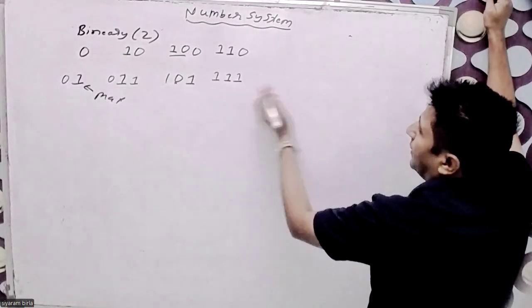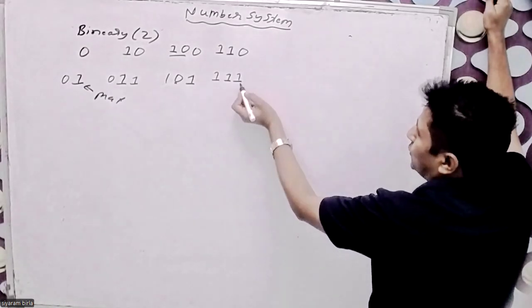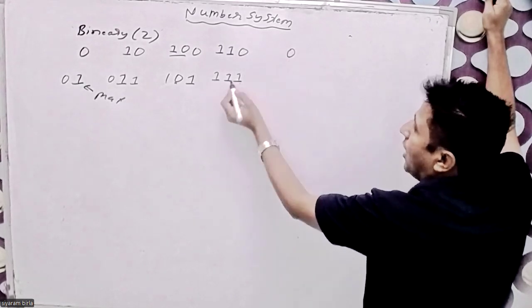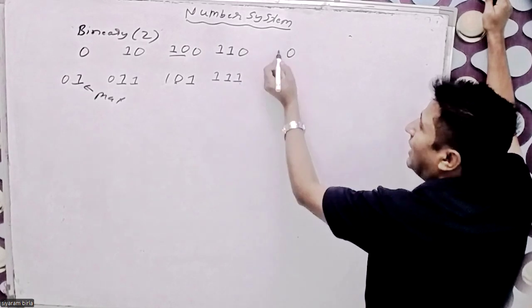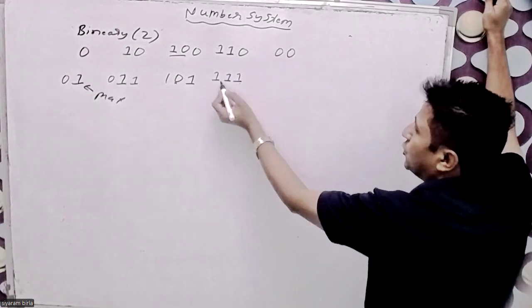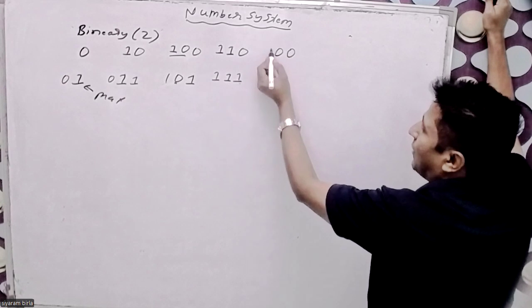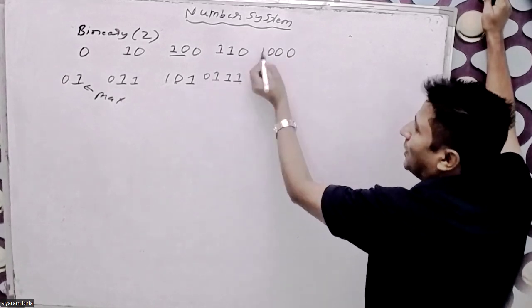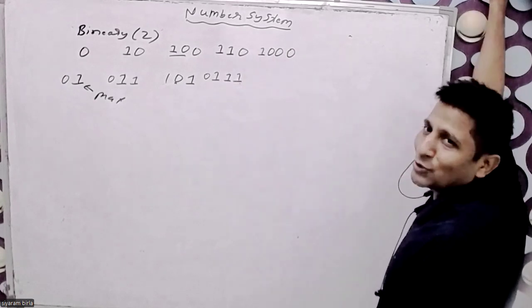After that, I tell the 1, please increase by 1. It cannot increase because this is the maximum number, so it will become the 0. I tell the next digit, please increase by 1. It cannot increase, it will become the 0. I tell the next digit, please increase by 1. It cannot increase, so it will become the 0. And the hidden 0 is there, it will become the 1. So it's a 1 0 0 0.